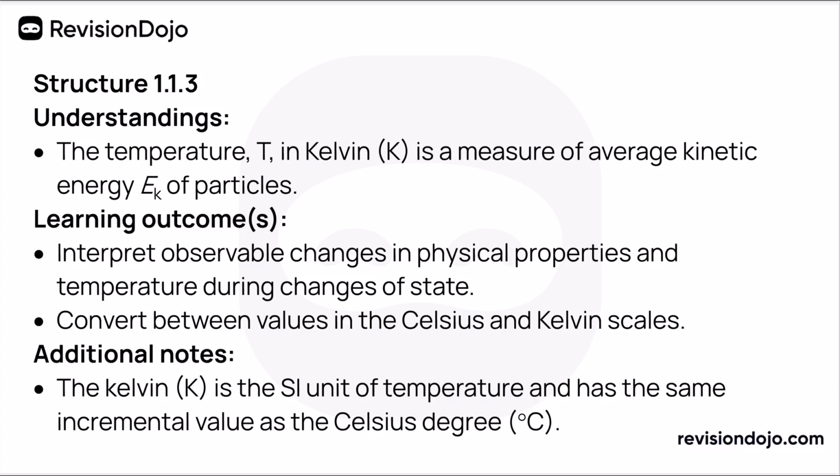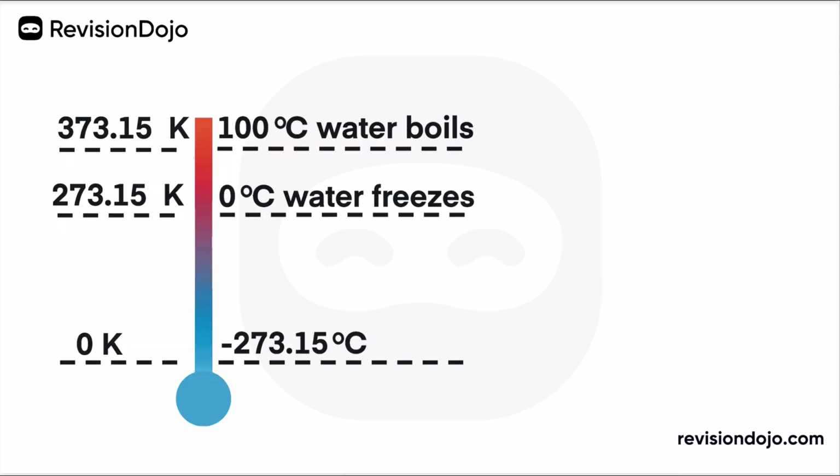In this video, which is structure 1.1.3, we're going to look at two temperature scales, which are the Celsius scale and the Kelvin scale, and then we'll look at observable changes in physical properties and temperature during changes of state. So we'll start by looking at the two temperature scales. On the left in this diagram we have the Kelvin scale, and on the right we have the Celsius scale.